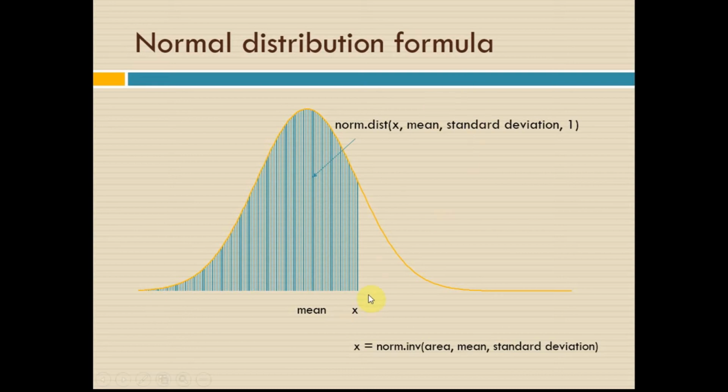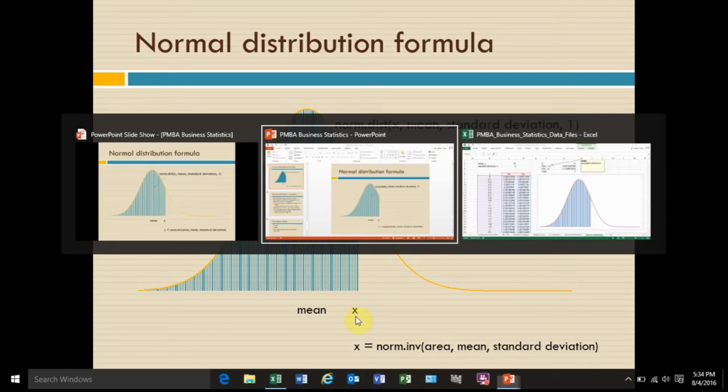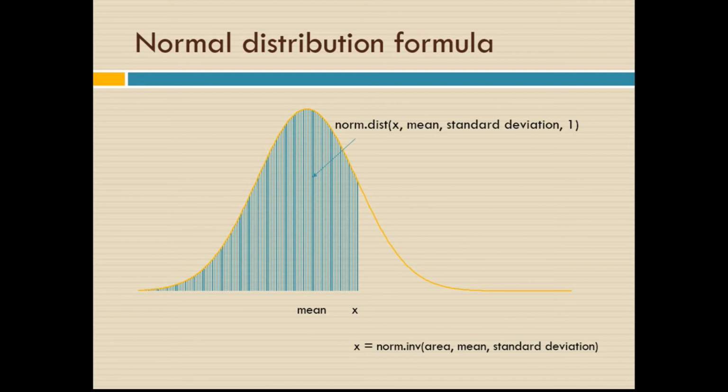You always have to put in the mean and the standard deviation. But what if you want to find this? You're going to use this formula, norm.inv. If you want to find the value on the horizontal axis, you put in norm.inv, and look what you have to put in. If you're going to solve for x, you've got to put in the area under the curve, or this probability. That's what goes here. And then again, the mean and standard deviation, and it gives you that number. Let's do an example in Excel of doing that.